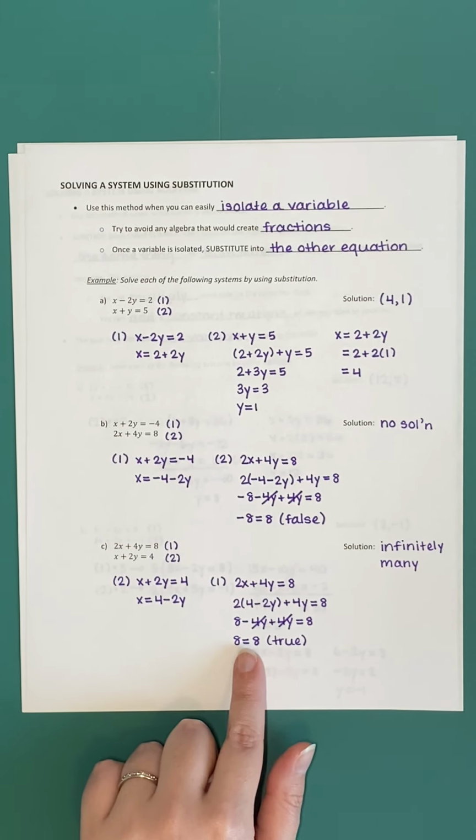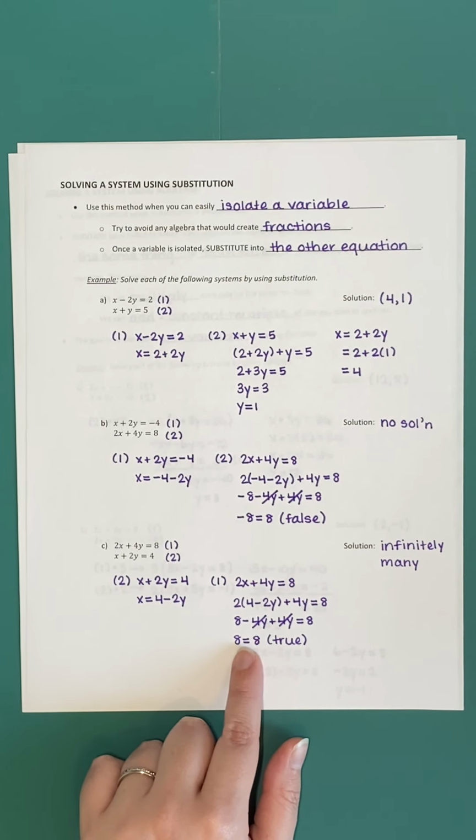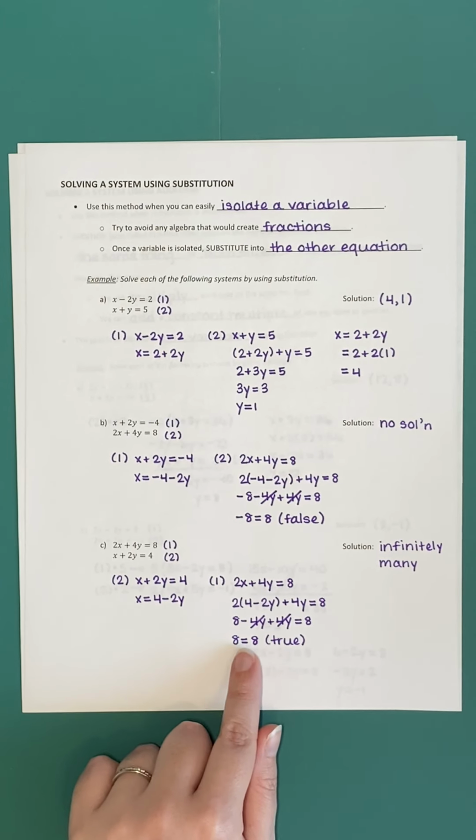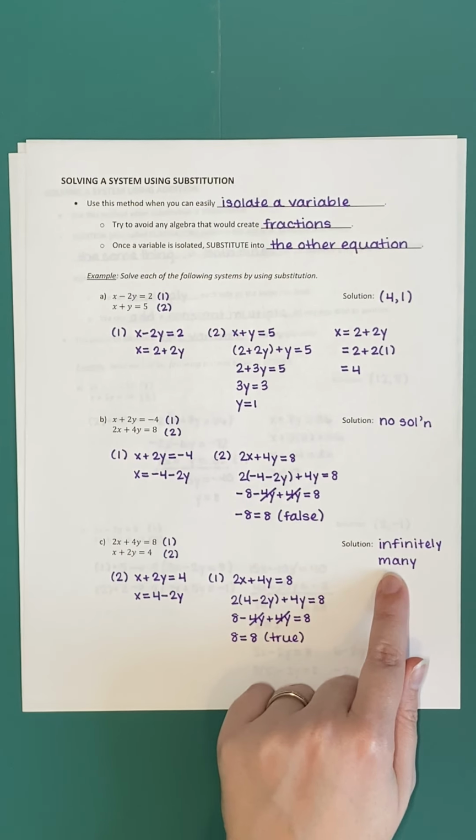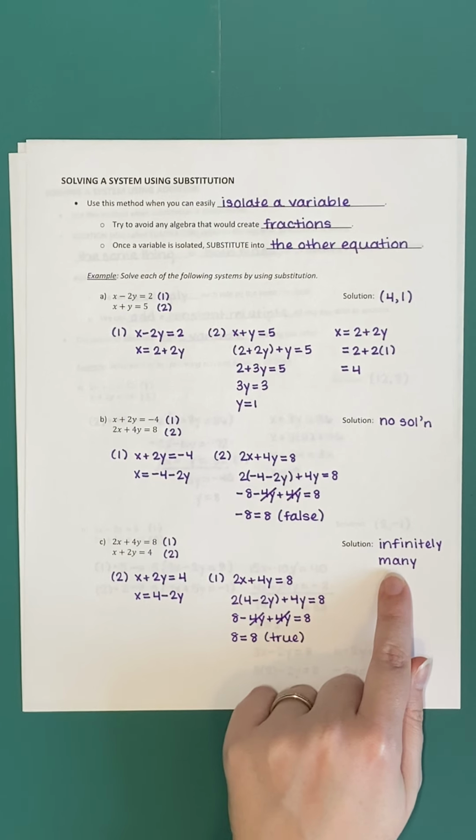You may not get down to 8 equals 8. But you will get down to another true statement that still leaves you without a variable to solve for. So because we can't solve for a variable, but we did end up with a true statement, that is our indication that there are infinitely many solutions.